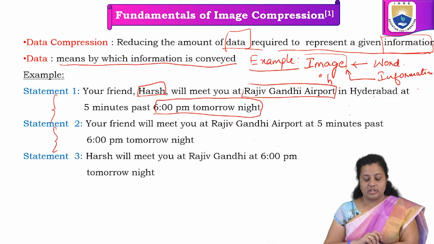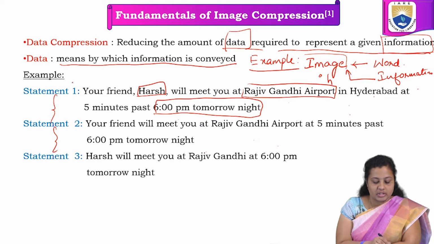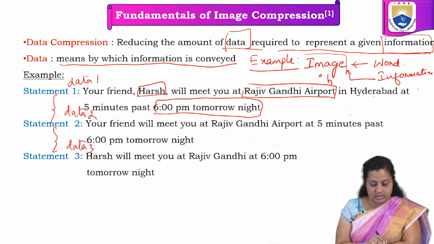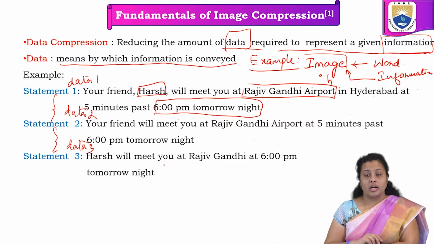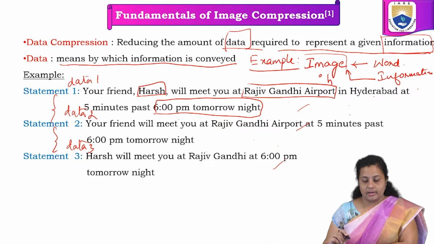So this is the information, and these three statements are three different ways by which this information can be represented. We can call them data set 1, data set 2, and data set 3. There are three different ways by which the same information is conveyed, and this is the data. If you observe more clearly, the same information can be conveyed in different types of data.